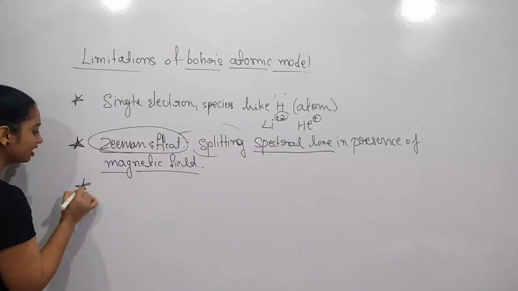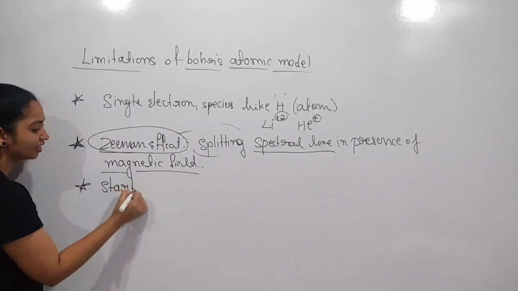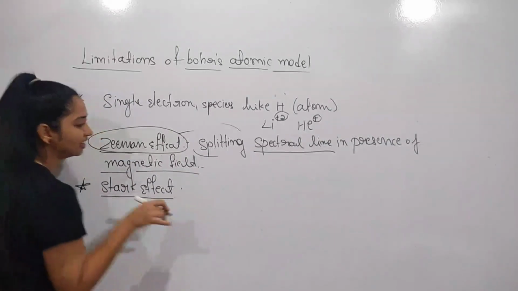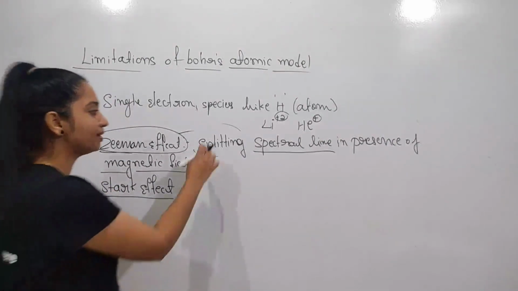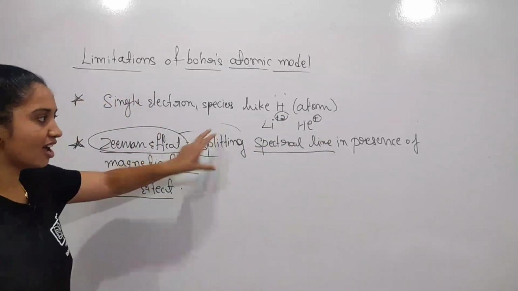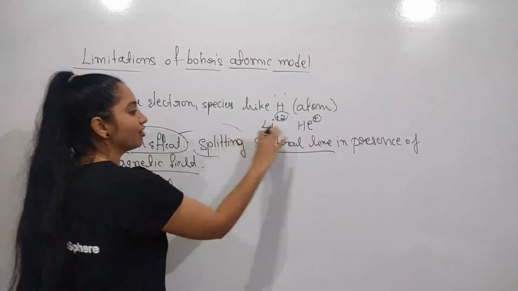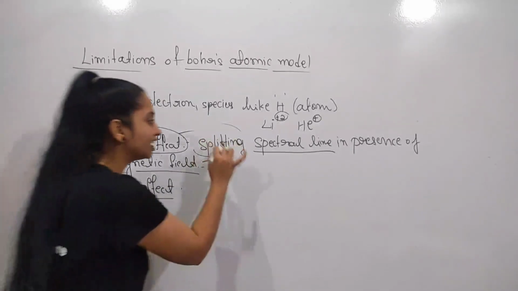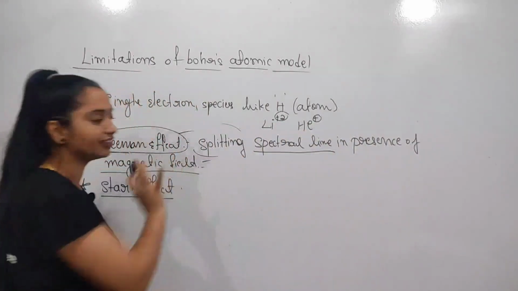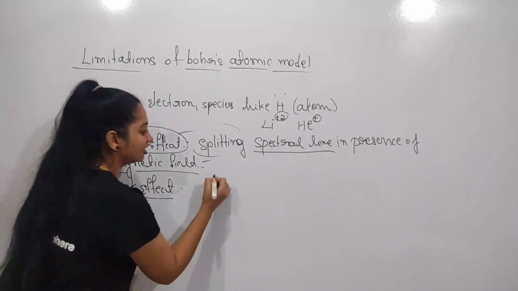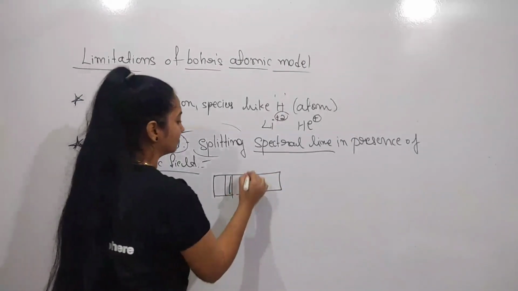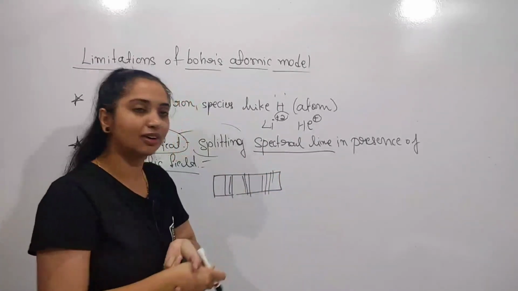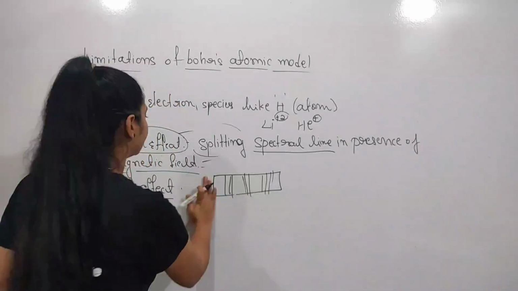And next, the Stark effect. Here it is the same as the Zeeman effect, but one thing is different. In a Zeeman effect, the splitting of spectral lines takes place in presence of a magnetic field. In a Stark effect, the splitting of spectral lines takes place in presence of an electric field. When we put these spectral lines in an electric field, then what happens? Again, they split.